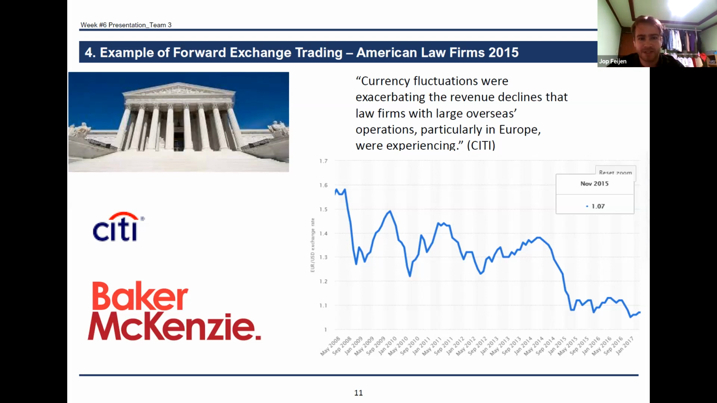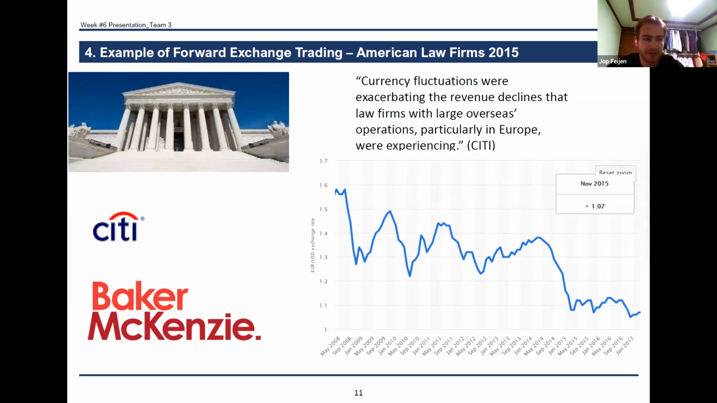The declining currencies were a big problem for global law firms with their headquarters in the United States. The Citibank private law firm group reported in its third quarter report that the currency fluctuations were exacerbating the revenue declines that law firms with large overseas operations, particularly in Europe, were experiencing. On the expense side, it helped the law firms with reducing costs, but it was not enough to counter the impact on the revenue side.